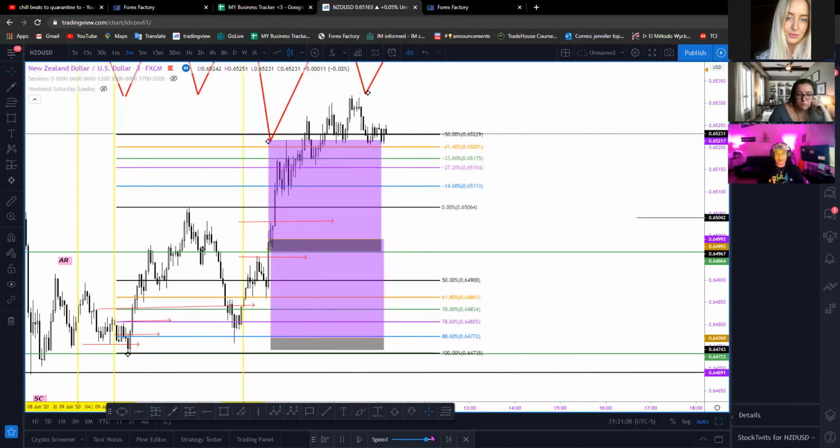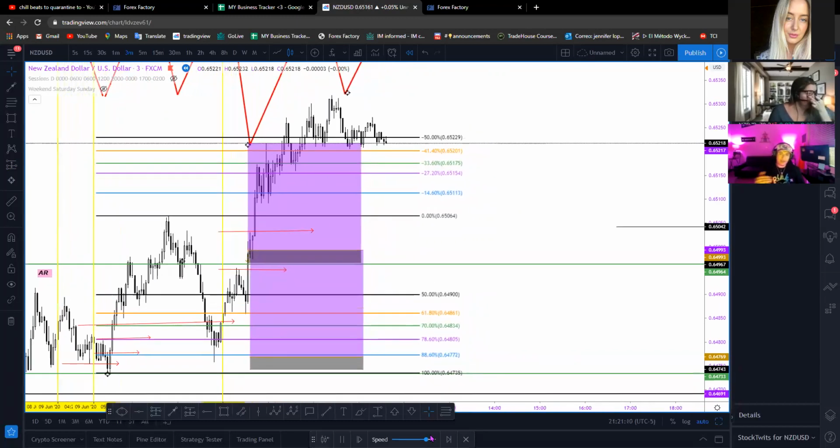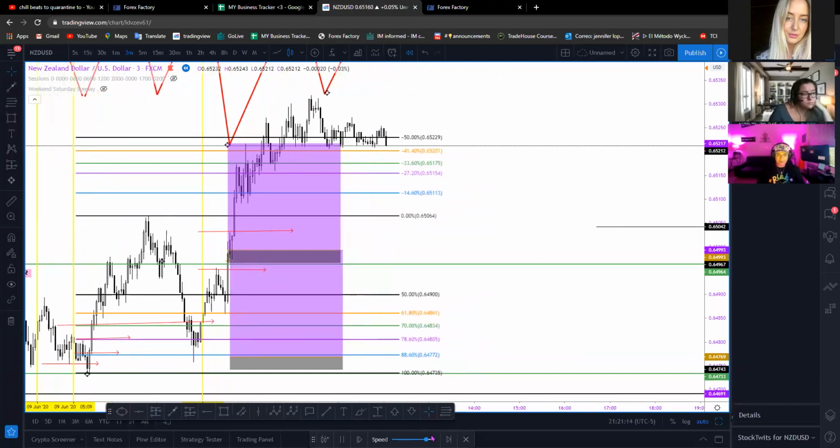And this would be considered markup. So markup also creates equal lows, equal highs that then get taken out, the same way.